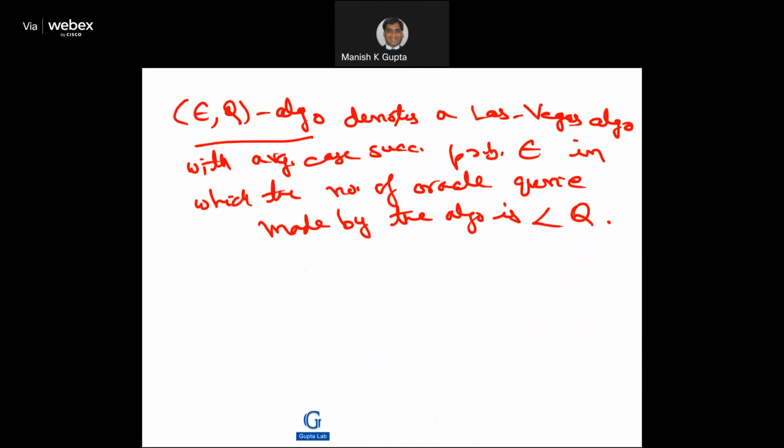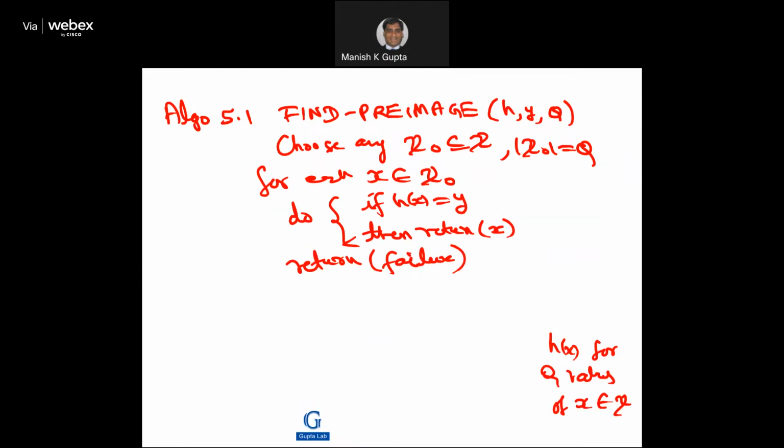So let me give you the first algorithm. Algorithm 5.1 is known as Find-Preimage. The hash function h is given, a point y is given in Y, and Q, which is how many queries you can make to the oracle. So choose any X0, a subset of X, with total size of X0 equal to Q. For each x in X0, if h(x) is equal to y, then return x, otherwise return failure. Okay, this is a very basic algorithm for finding a pre-image, right?